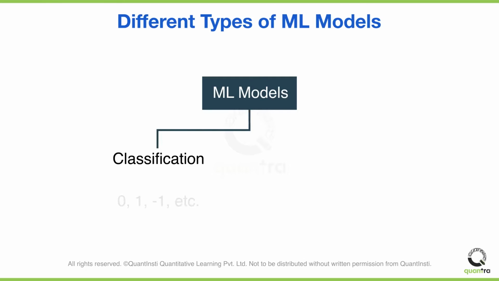There are two main types of machine learning models: machine learning classification, where the response belongs to a set of classes like 0, 1, -1, etc. And the other is machine learning regression, where the response is continuous.